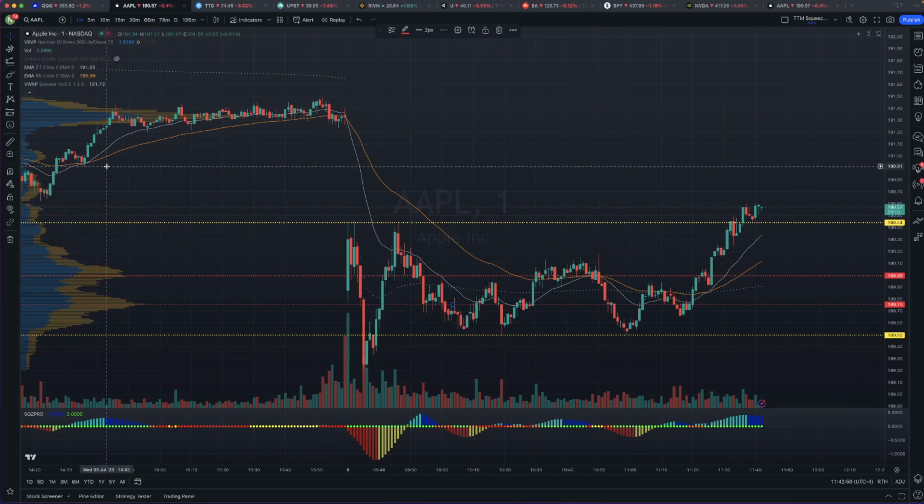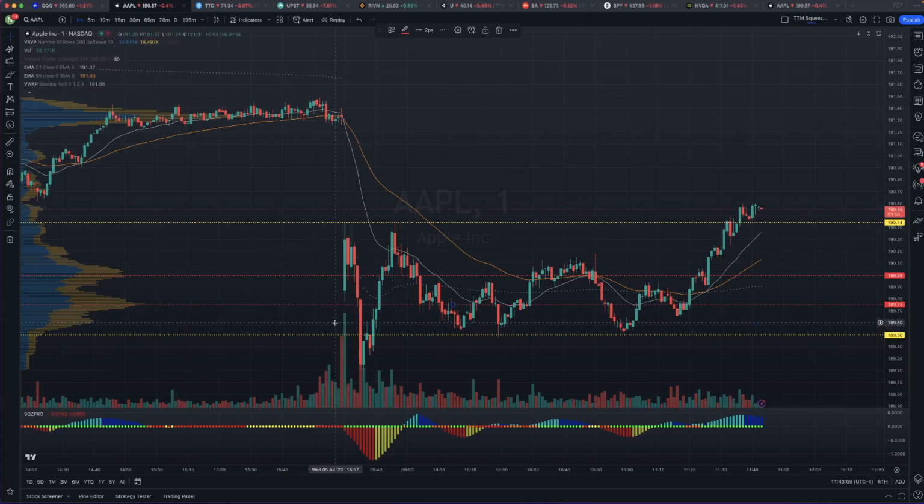A lot of times if you're late to an alert and you set a level, and you say, okay, well, I want to get into Apple at 189.60, then you set an alert at 189.60 and you just wait for it to come back. And if you miss the trade, you miss the trade.